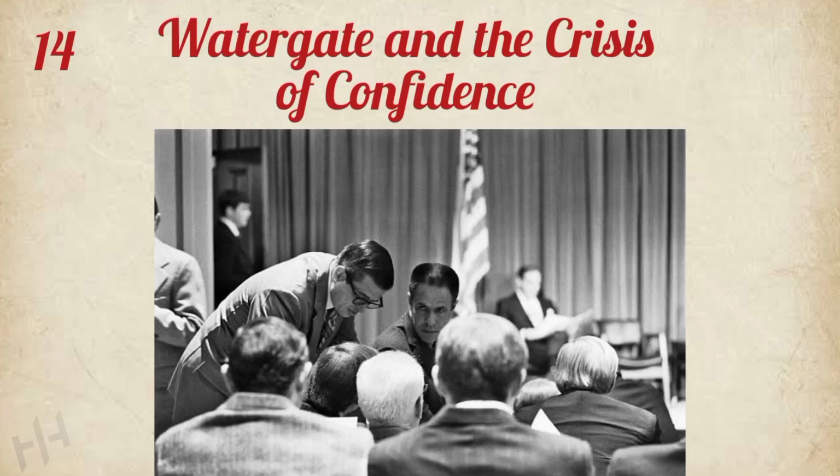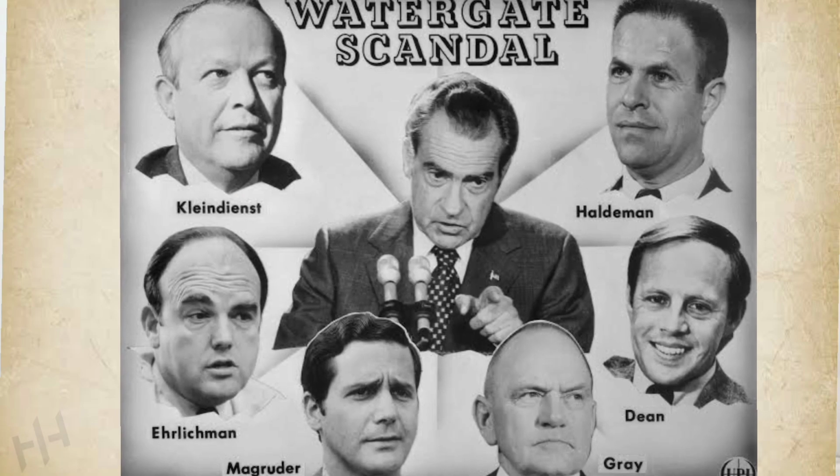14. Watergate and the Crisis of Confidence. The Watergate scandal and the subsequent crisis of confidence gripped the nation in the 1970s. The Watergate scandal, which unfolded from 1972 to 1974, was a political scandal that involved illegal activities and abuses of power by officials within the Nixon administration.